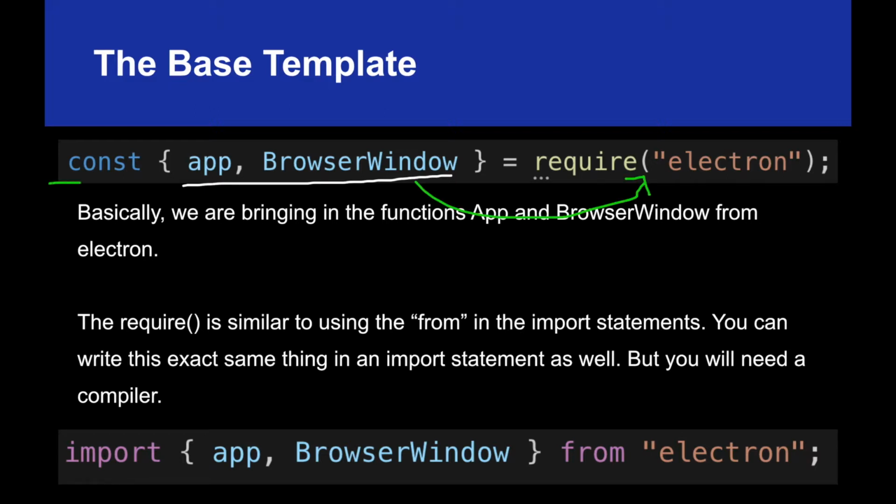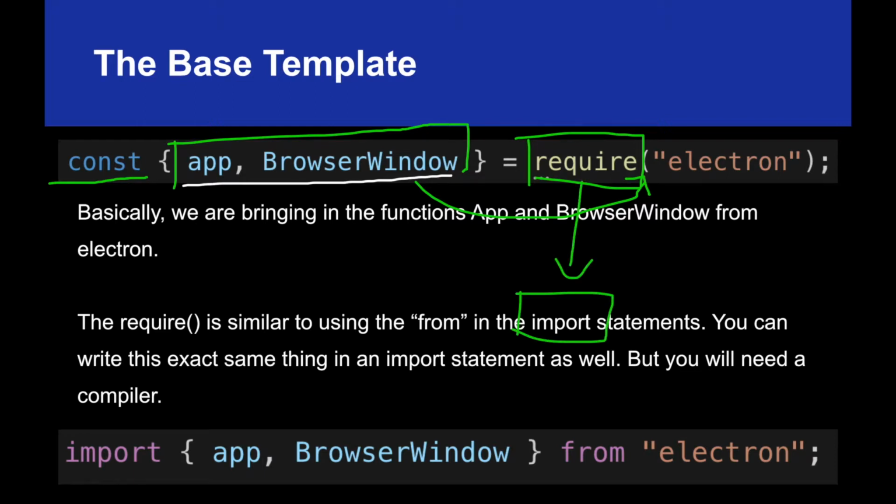Const is just giving it a value. These functions are all brought in from Electron. This is a require statement. A require statement is very similar to the import statement.